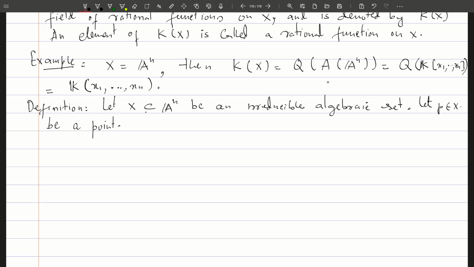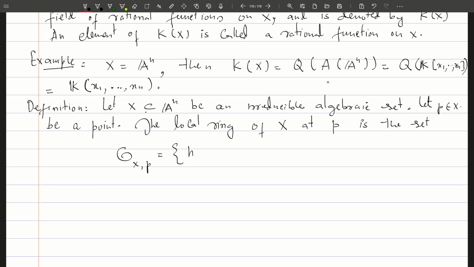So the local ring of x at p, so this is the set. We denote this set by this fancy O subscript x comma p. So it is the set of all those rational functions.